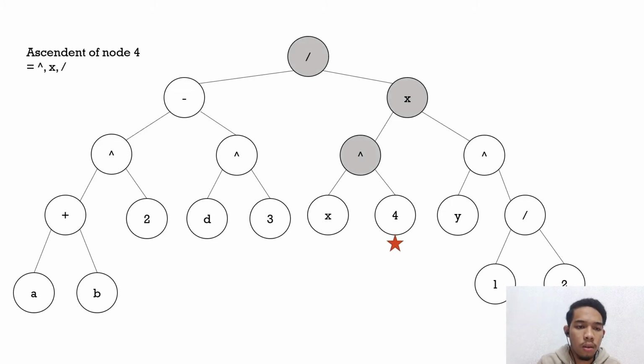The ancestors of node 4 means it is just like you, your father, and your grandfather. If you see node 4, you will see the ancestors for node 4 are the symbol of power, the multiply symbol and also the division symbol.